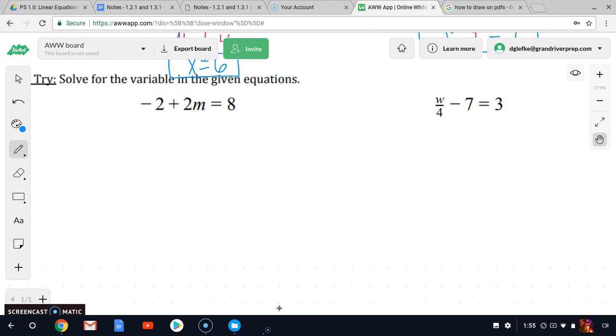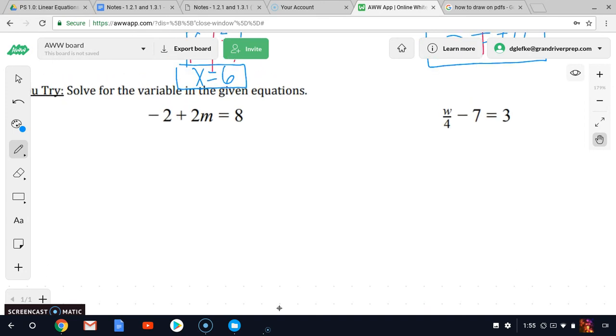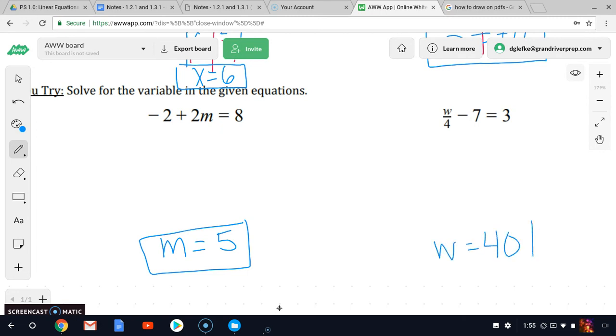Okay, you should have tried it. You should end up with m equals 5 as your final answer for that one. For this one, we get w equals 40. If you did not get these answers and you're not sure where you went wrong, you need to ask a peer in the class if they can help you, or you need to come talk to one of us and get some help from us.